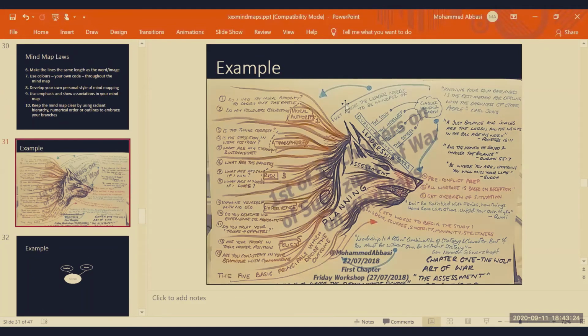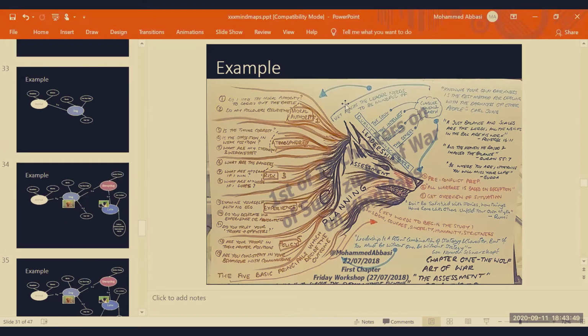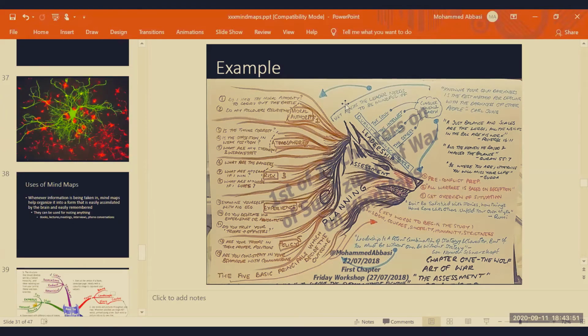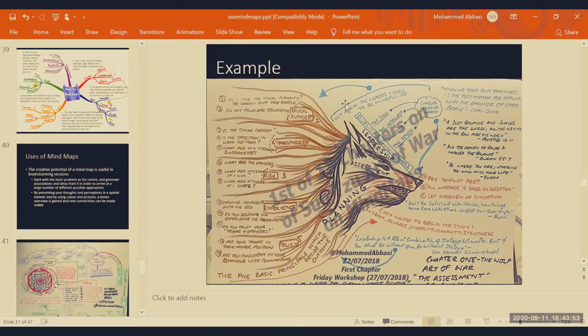Now, the mind map that I did here was about creative thinking. We had chapter 1 of the Art of War, and it showed leadership, assessment, and planning. I started generating ideas based on the first chapter of the Art of War, and other ideas started coming through, and I just started putting them in there, and it was fun. It's fun, and I carried on with some of the other chapters.